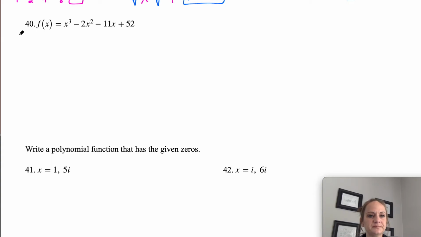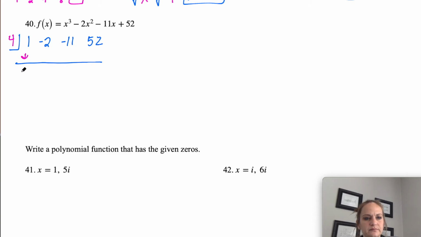This last one, we have 1, negative 2, negative 11, and 52. Now, I'm not going to try the number 1 because I'm pretty sure with 52 being so much larger than these other numbers that it's not going to work. So I'm going to have to try something with like a 2, a 4, or a 13, or a 52, because those are the factors that go into 52. So I'm going to try a 4.